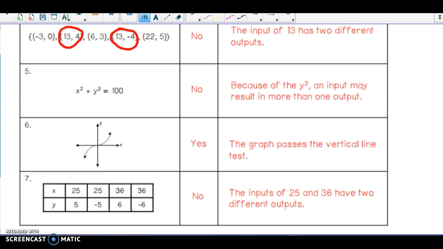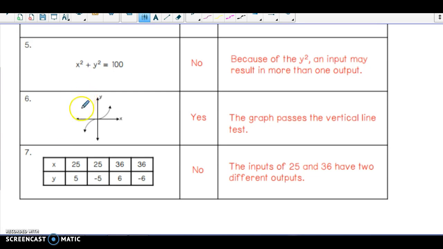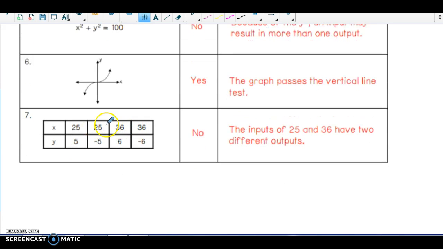For the vertical line test on the graph, if you take your vertical line, it's going to intersect once, and if you move it over, it's only going to intersect once all the way across. So this does pass the vertical line test. It is a function. And the last example is no. You've got this input of 25 giving you different outputs in both examples, so it's not a function.